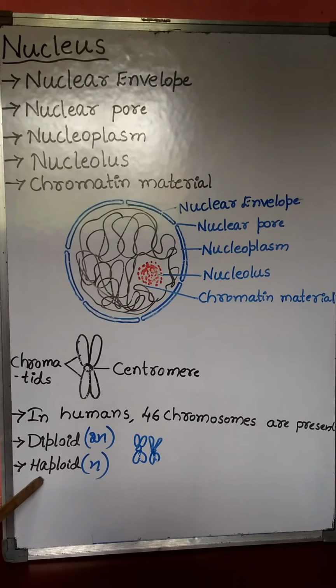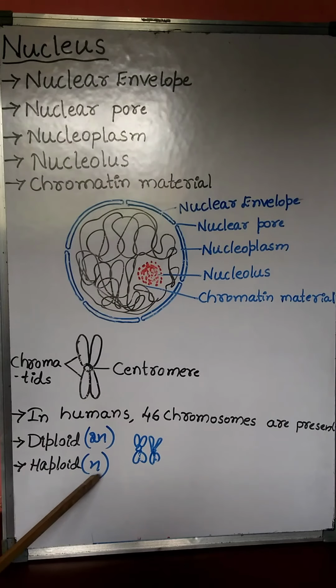Presence of only one set of chromosomes is called haploid. Haploid is represented as n. Haploid means presence of only one set of chromosomes. Usually we can observe the haploid condition in gametes. In male gametes called sperms and in female gametes called egg, we can observe the haploid condition.